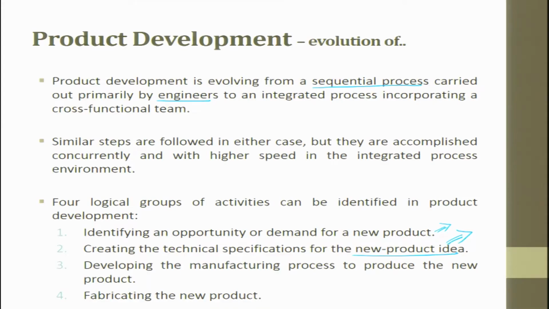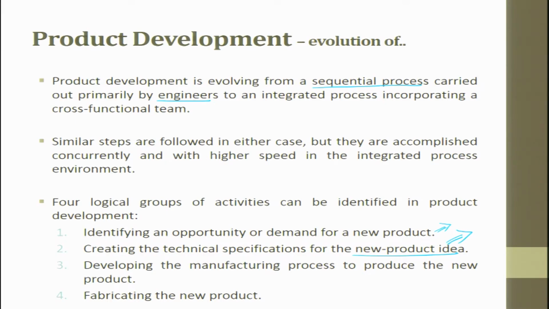3. Developing the manufacturing process to produce the new product, this is also a challenge. There is nothing called a unique universal manufacturing process. For example, for drilling a hole, you can do it by drill, you can do it by water jet, you can do it by EDM, you can do it by laser. So there are multiple processes which you can use. So developing a manufacturing process or a sequence of processes to produce the new product.